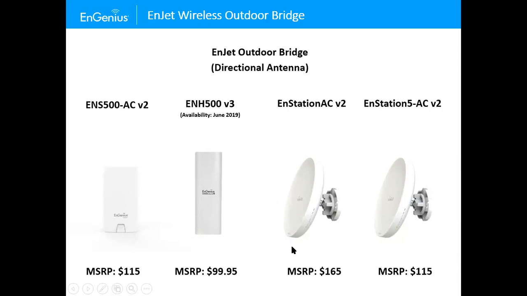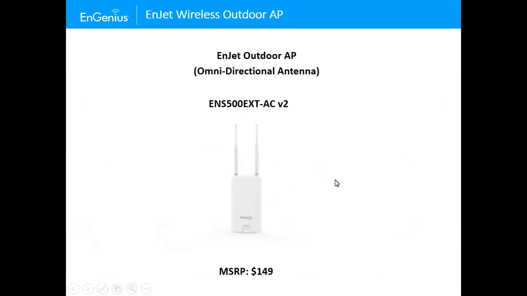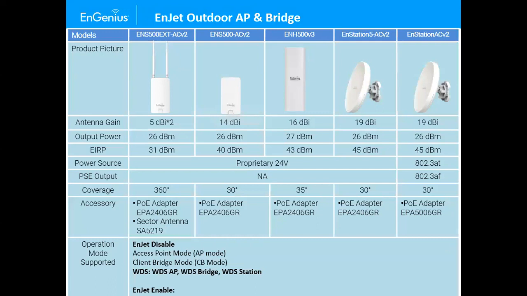And you can see the MSRP is pretty aggressive. We also have the EnGenius outdoor AP, which is an omnidirectional antenna. The model number is ENS500-EXT-AC. I want to show you the comparison table, so I can give you an idea for each model.